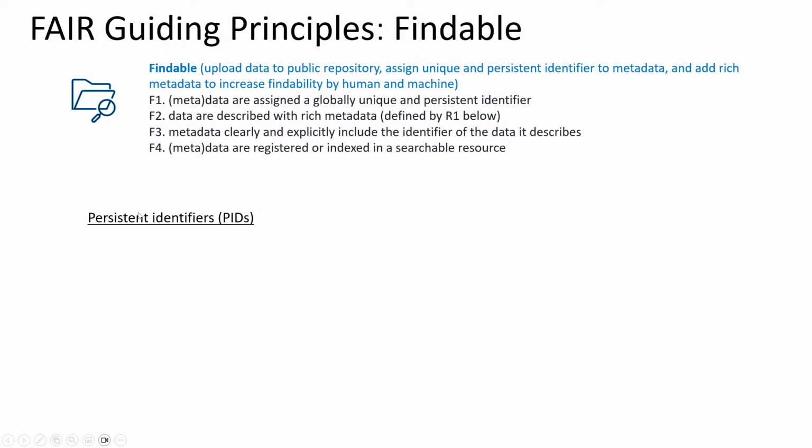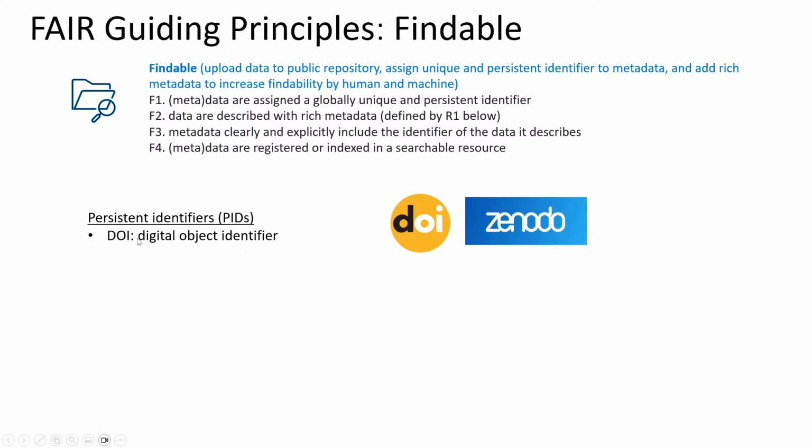To make your data findable, you need persistent identifiers. One of the persistent identifiers is the digital object identifier, DOI. You've seen DOIs in the manuscripts, the papers that you were reviewing. Now let me ask you a question: what is the difference between a DOI, digital object identifier, and a URL? A URL is like a web address or something. What's the difference?